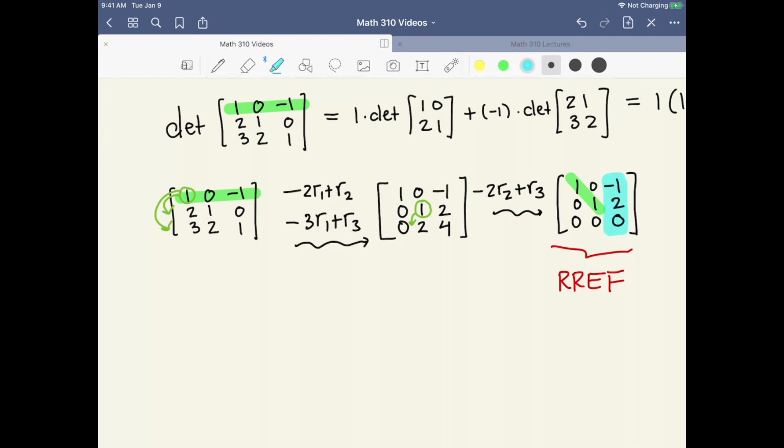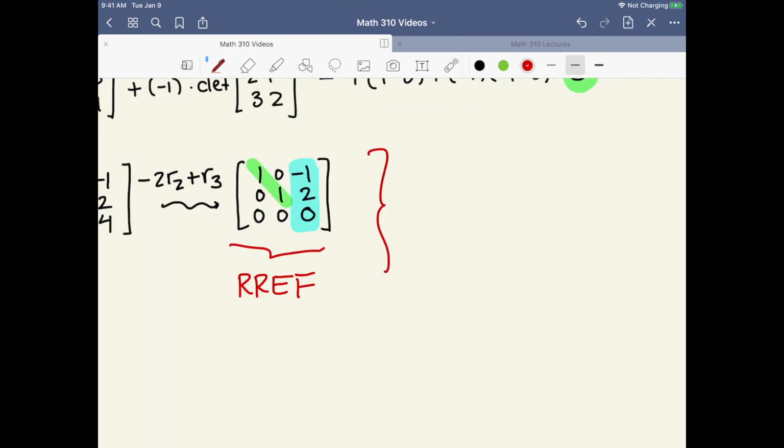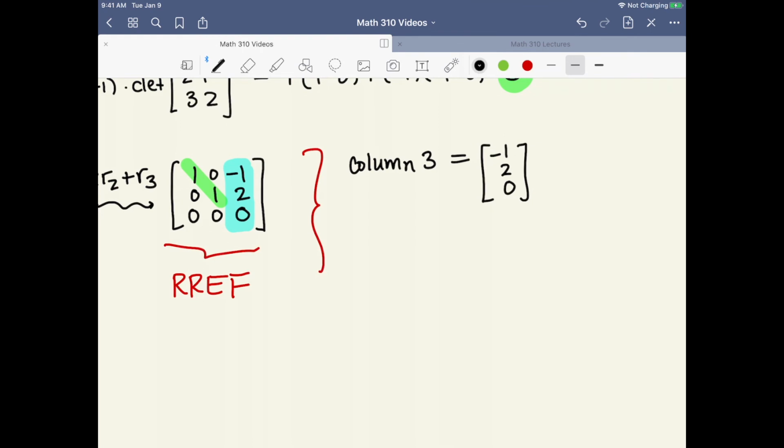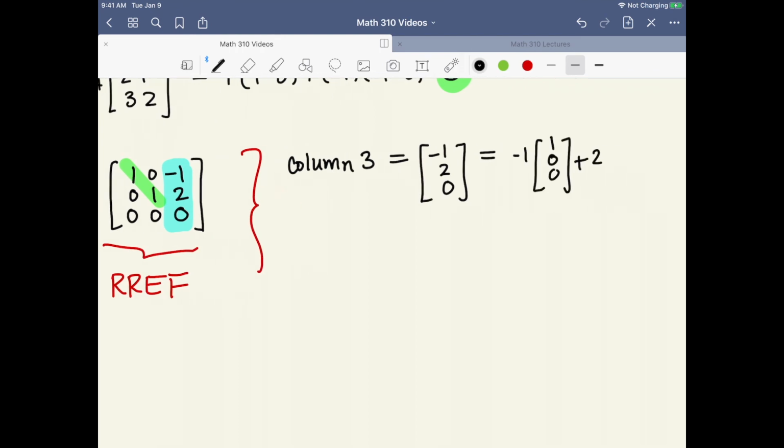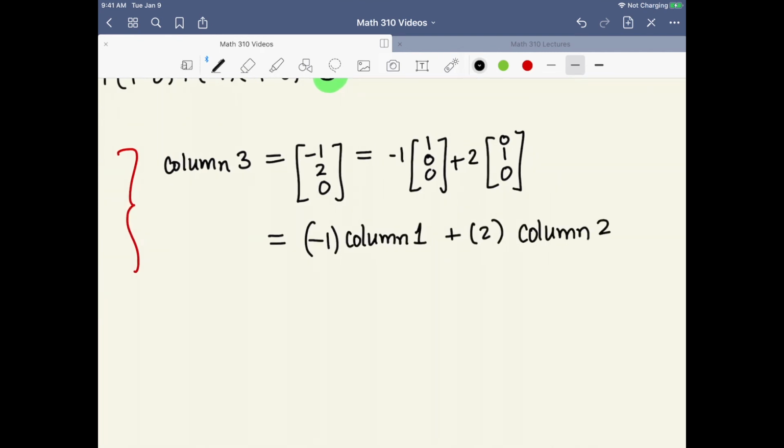There's nothing I can do to get rid of them. And from here, it's very easy to see what the linear dependence amongst the columns is. When I look at this matrix, what I see is that column 3, the blue column, which is minus 1, 2, 0, can be written explicitly as a linear combination of the first 2 columns. So column 3, which looks like minus 1, is a scalar times the column 1, 0, 0, plus 2 is a scalar times the column 0, 1, 0. That means that column 3 is minus 1 times column 1 plus 2 times column 2. I'm reading this right out of that matrix.